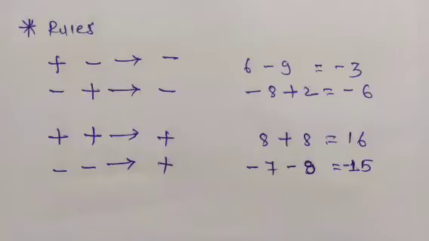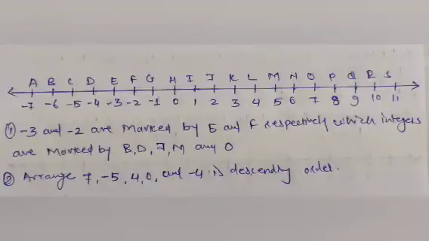For example, the first example: +6 - 9 equals -3, the bigger number's sign. -8 + 2 equals -6. 8 + 8 equals 16. -7 - 8: here we have to do the addition. 7 + 8 is equal to 15, and we put the minus sign. In order to solve this we have to make sure we follow these rules.